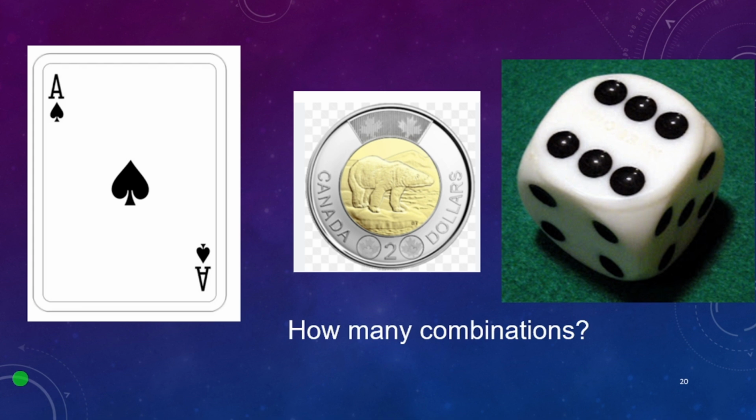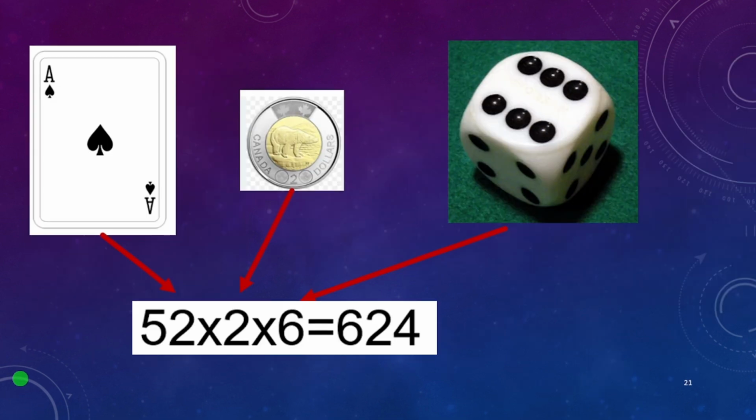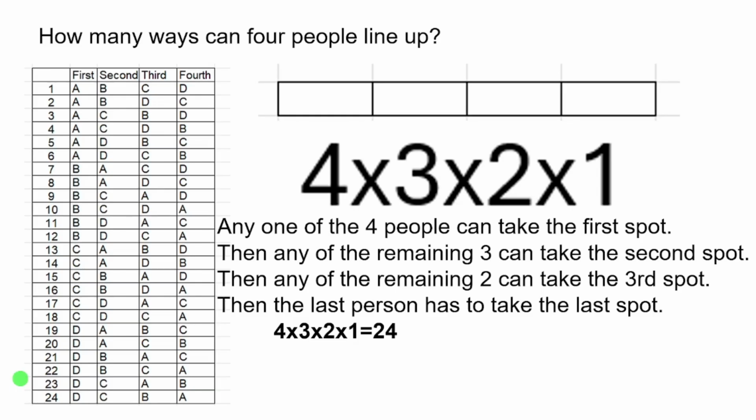If we pick a card, flip the coin, and roll the die, how many combinations? Well, there are 52 cards, and for each of the 52 cards, the coin might come out in one of 2 ways, and then for each of those 104 combinations, the die might give us any one of the 6 numbers, giving us a total of 624.